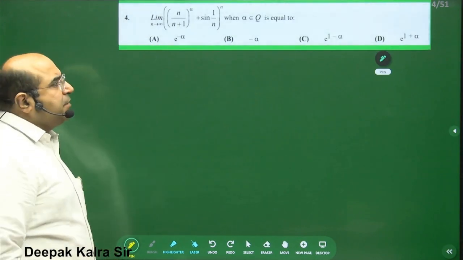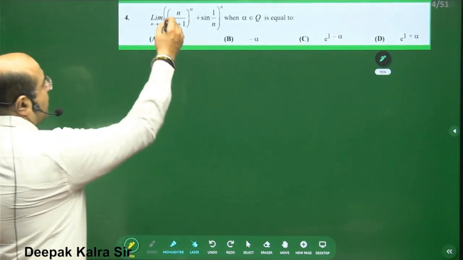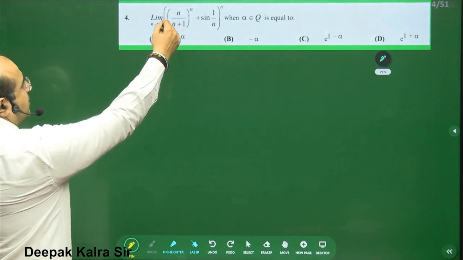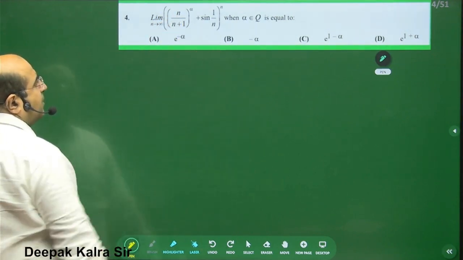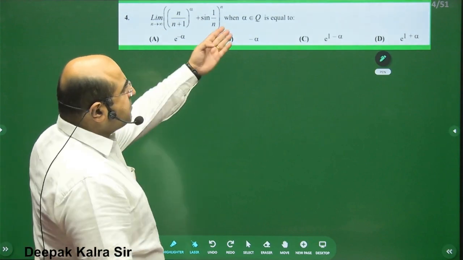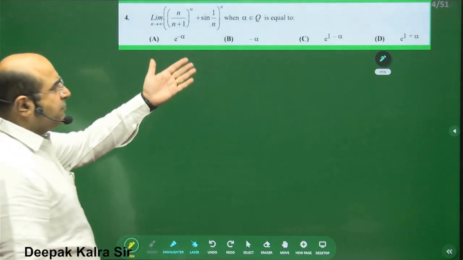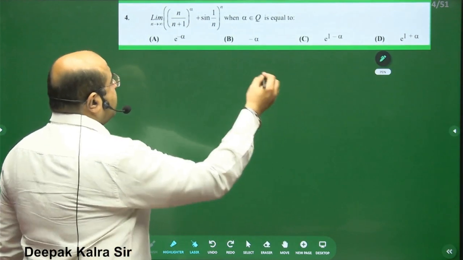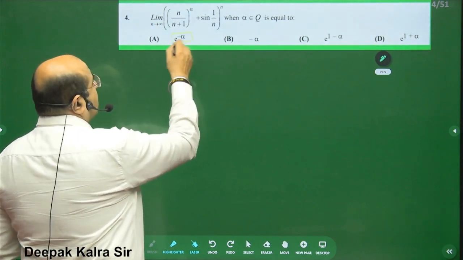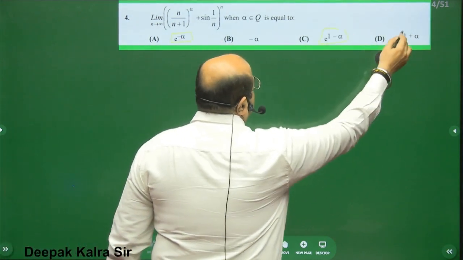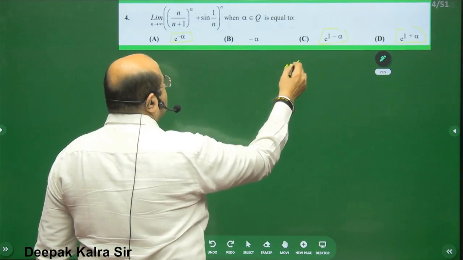Going to this question now. Fourth question is there. Limit n tends to infinity. The value is being given, and alpha is given a rational. You want to just give the answer over here. It's a little bit observant. The answer is in terms of e also, meaning it should form something with a 1 power infinity type case.